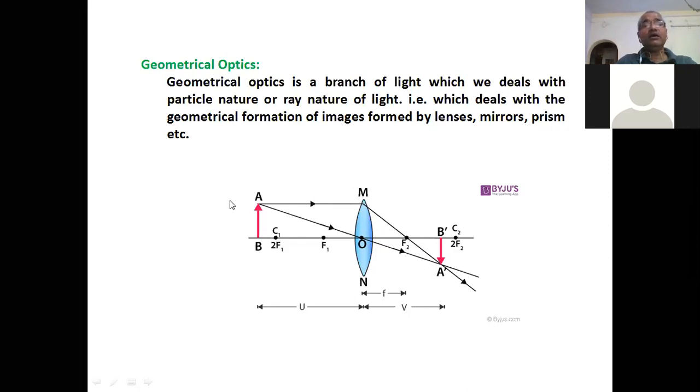So here I have shown this diagram simply to demonstrate that this is geometrical optics, because the formation of an image can be explained by drawing these ray diagrams. How the convex lens will form the image is shown by drawing these ray diagrams. Therefore this is called ray optics or geometrical optics. Here we have not considered the wave nature of light, the electromagnetic wave nature of light.